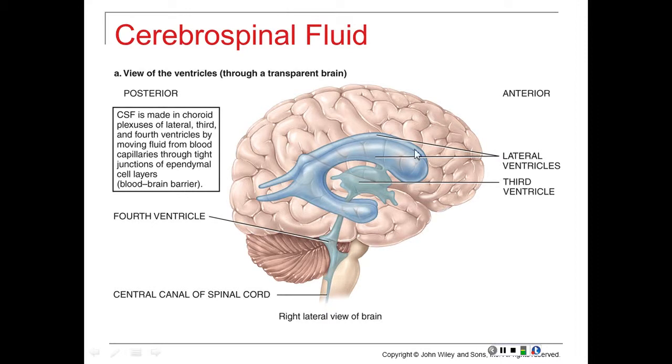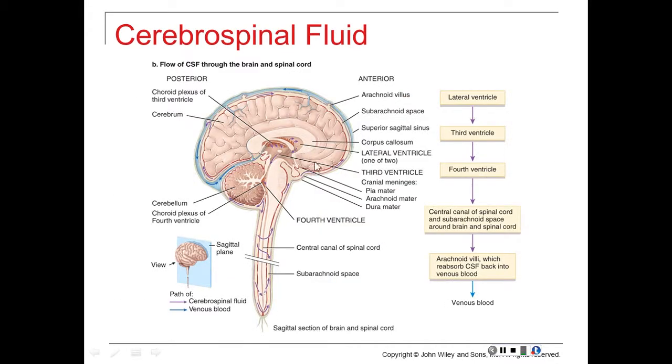We have 2 lateral ventricles, a 3rd ventricle in the middle, and then a tiny 4th ventricle just near the brain stem. This cerebrospinal fluid is made within these ventricles, circulates through them, circulates down that central canal of the spinal cord, and then circulates around that subarachnoid space that I pointed out, around all of the neural tissue.